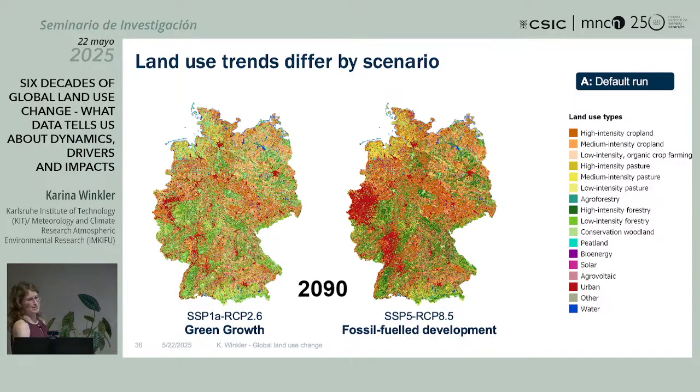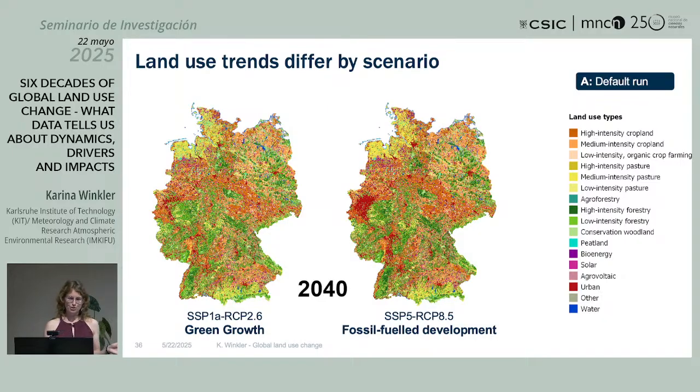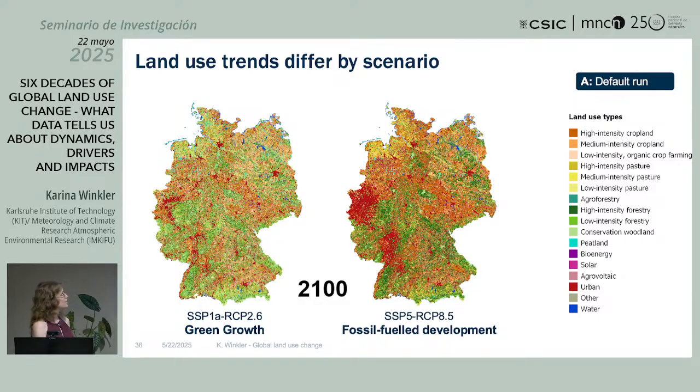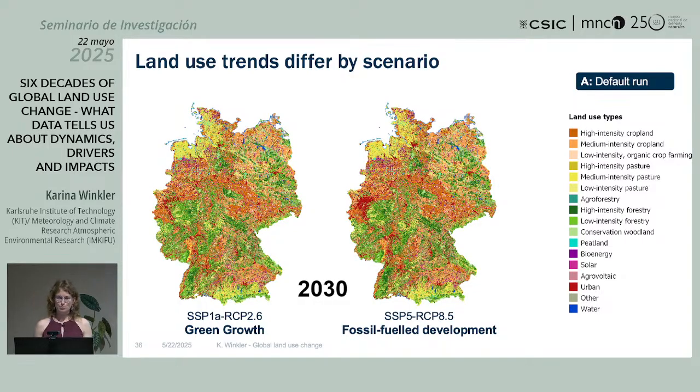And from the first glance, you already see, very strikingly, that there's a huge urbanization in northwestern Germany in this fossil-fueled scenario. And you can also see the different shading. So in the green growth scenario, we have paler colors. So the land use is not intensifying, but there's a reduction of land use intensities. We have more organic farming, more sustainable practices included in agriculture, whereas here in the fossil-fuel development, we want efficient land use, we want efficient production, and we have more intensification.